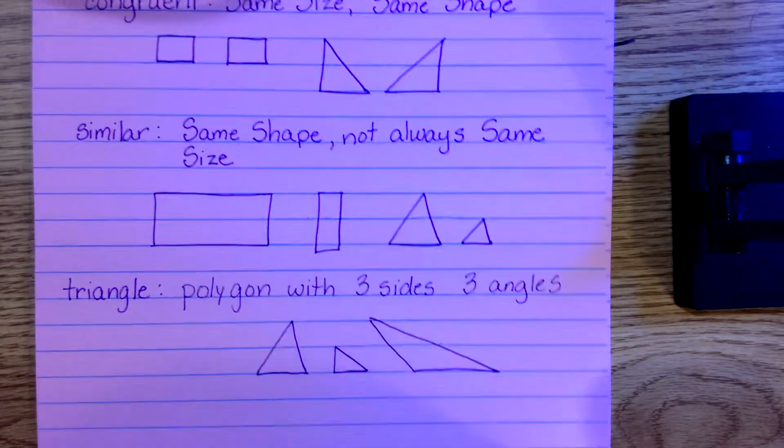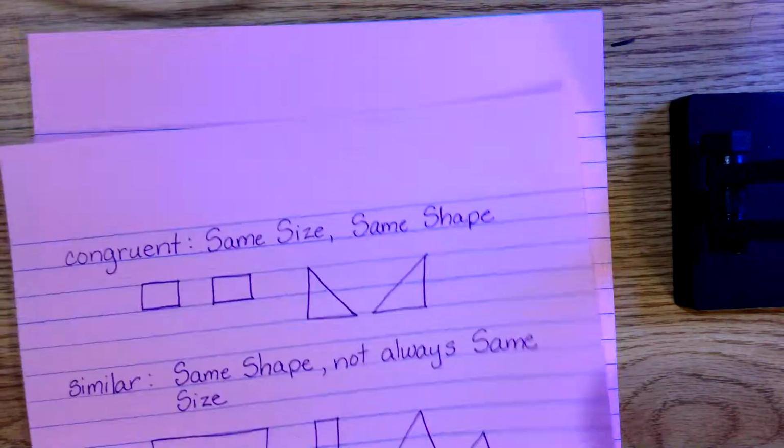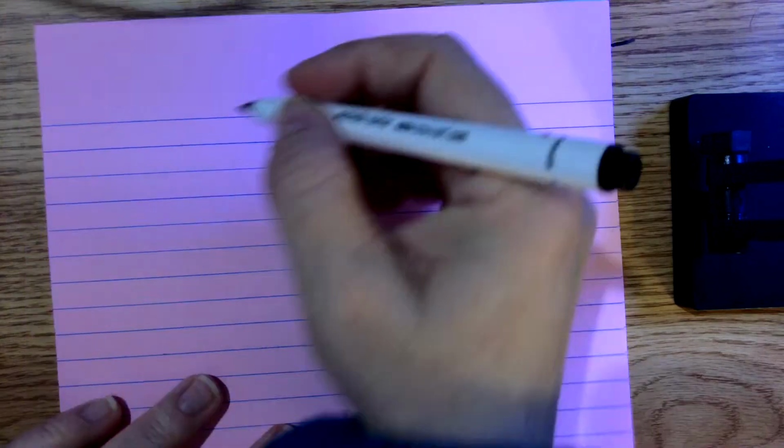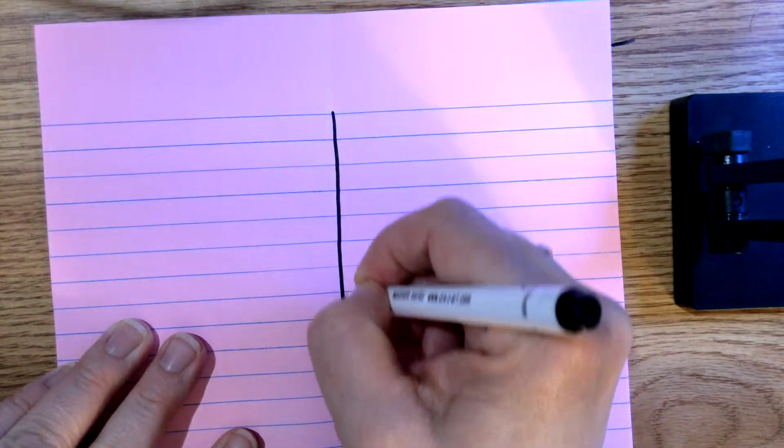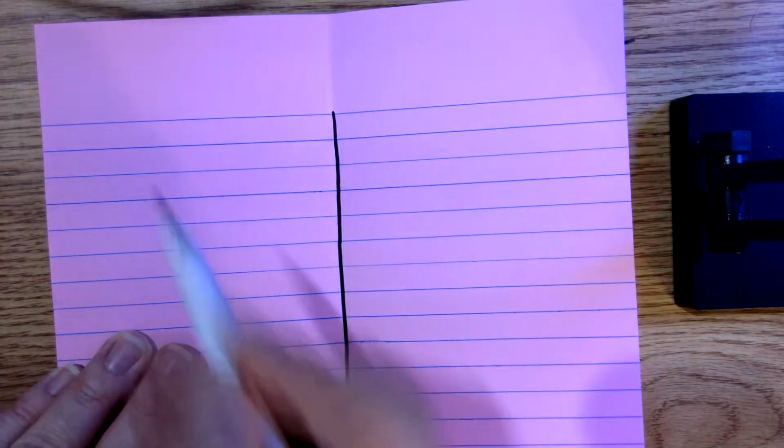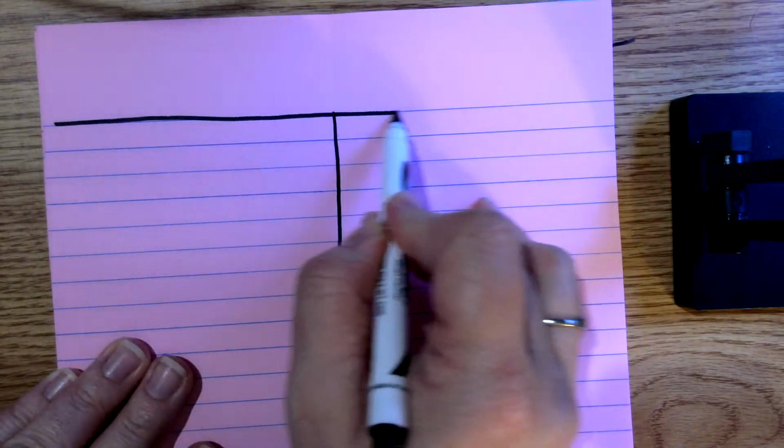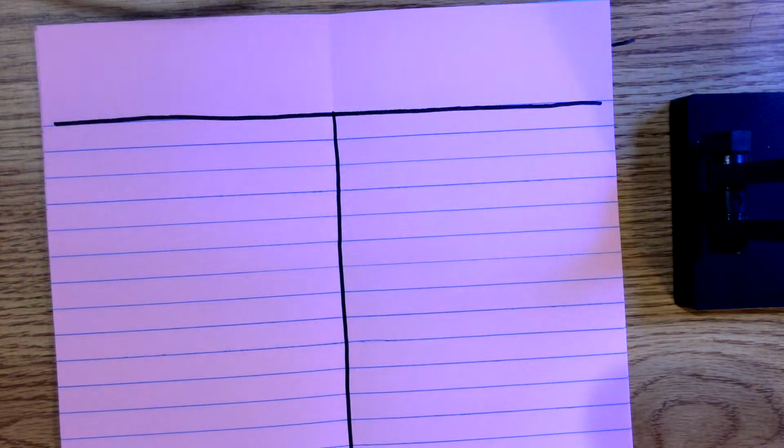So I'm going to go ahead and flip over to another page so I can make this a T-chart for you. The way I'm going to do that, if you're taking notes with me, is I'm going to fold my paper in half, hot dog style, and I'm just going to put a line down the middle. That's going to help me with my triangles. And again, they're named by sides and angles.